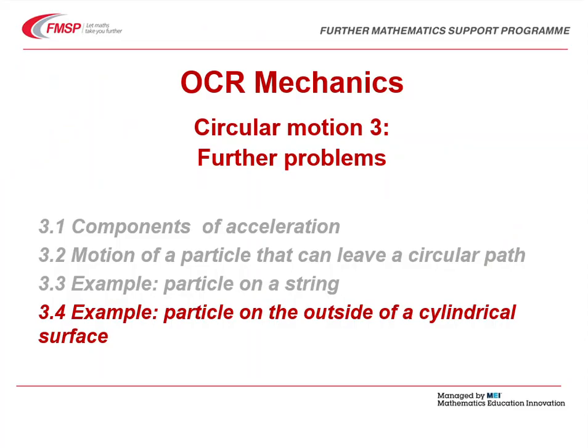Well, that brings us to the end of this particular example. The next one is very similar. We've moved from a particle in a smooth circular tube to a particle at the end of a light inextensible string, and next we move to the particle on the outside of a cylindrical surface, and you may care to anticipate what differences there'll be in the calculations.